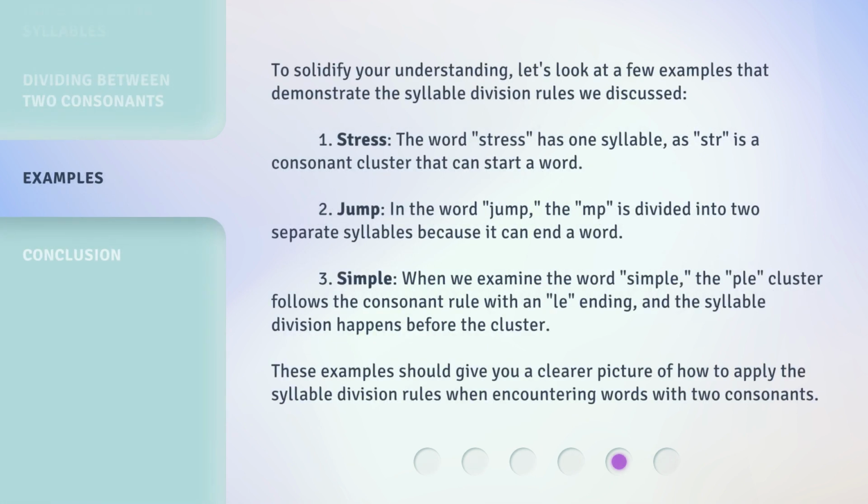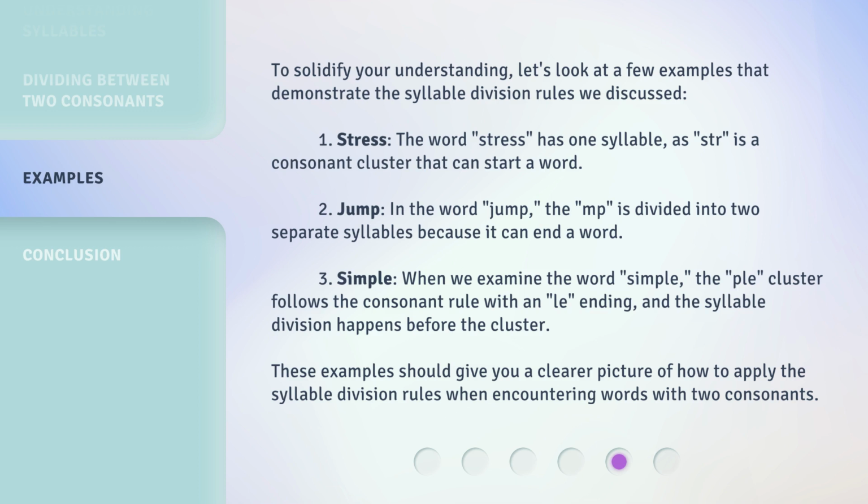To solidify your understanding, let's look at a few examples that demonstrate the syllable division rules we discussed. 1. Stress. The word stress has one syllable, as STR is a consonant cluster that can start a word. 2. Jump. In the word jump, the MP is divided into two separate syllables because it can end a word.